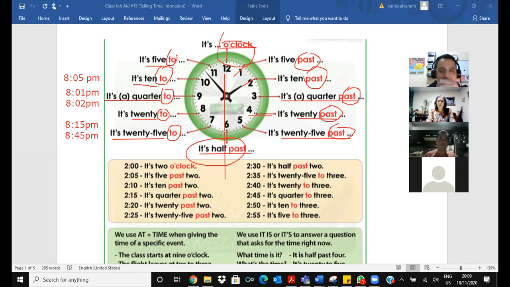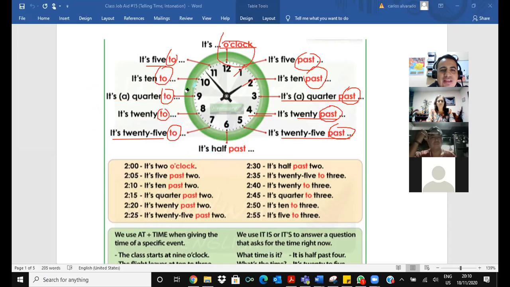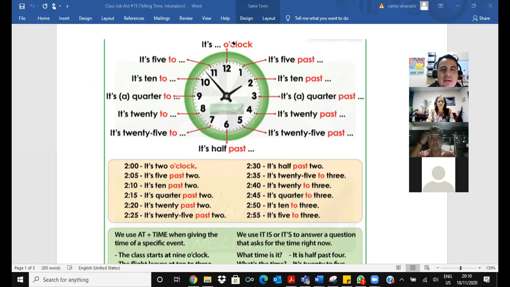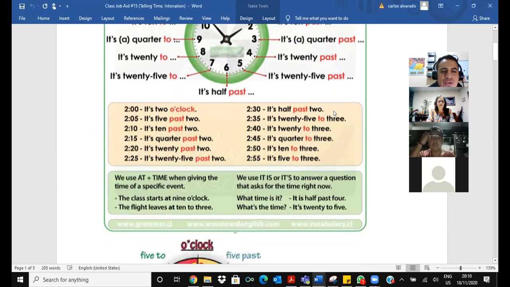For example, let's look at the time. Vamos a comparar tiempo digital y forma larga de reloj. Okay. Let's look at these examples. Aquí abajo, 2 o'clock, 2 p.m., right? You can say it's 2 o'clock. It's 2 a.m. Puede ser a.m. o puede ser p.m. No se sabe. Ambas sería igual para las dos, okay?